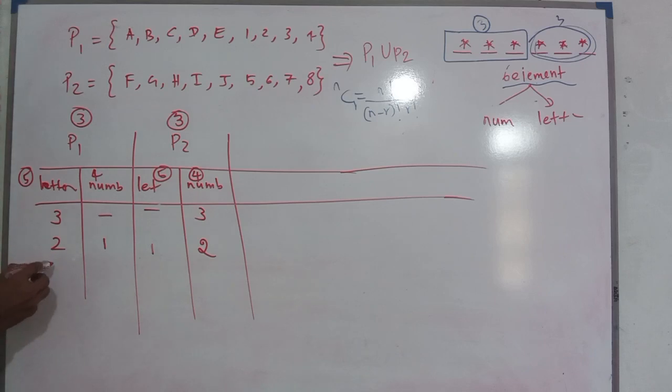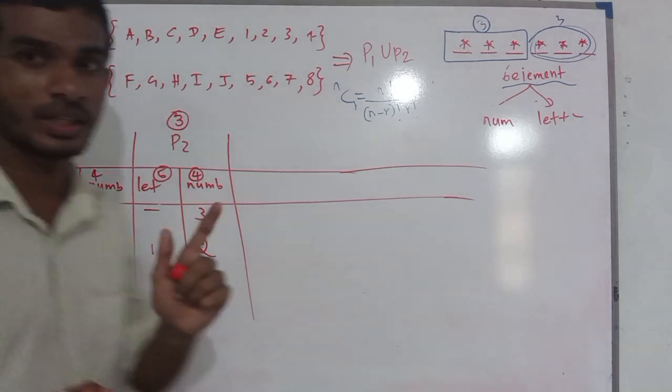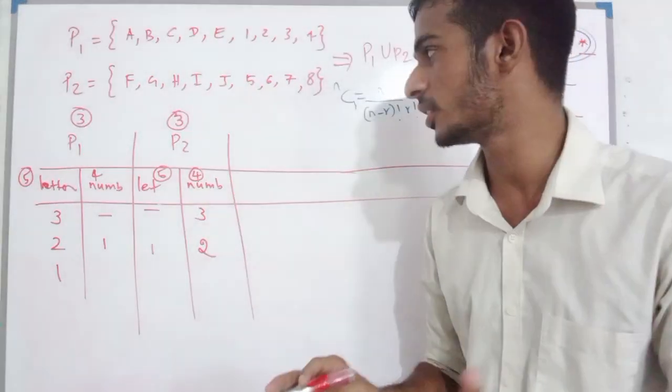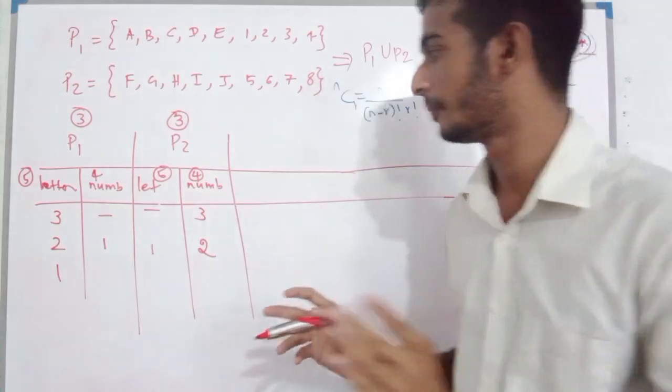Now, if we select one letter from P1, now one element, right? So you shouldn't confuse, right? So these are a bit confusing questions. You have to be very careful while doing them.